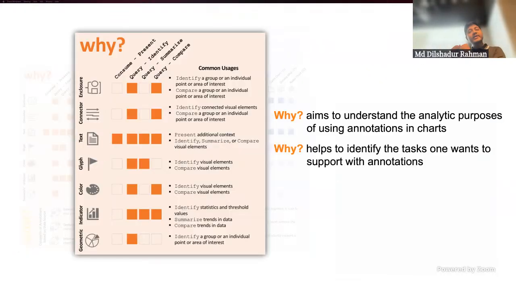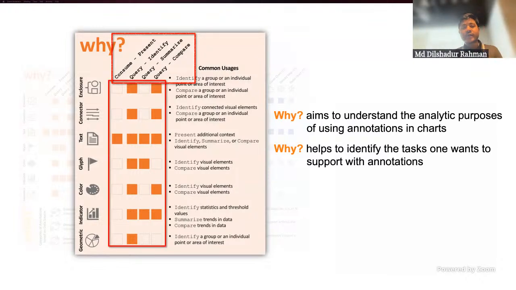Now, the why section of our design space is all about figuring out the main goals behind using annotations in a chart. It helps people find the right kind of annotations depending on what tasks they want to support with their annotations. For example, someone might want to present additional context about the data in the chart, or they might want to help the audience identify key features on the chart. They might want to help the audience summarize information or compare different data points on the chart.